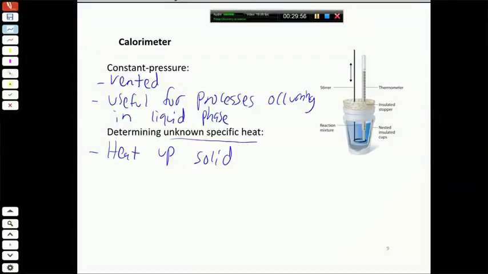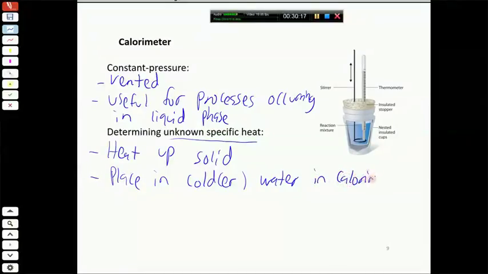We would chuck it into the water, I guess carefully place it into the water. So we place it into a calorimeter that contains colder water than whatever it is, because if there's going to be heat transferred between the object and the water, there needs to be a temperature difference between the two. So you place it into the calorimeter, which is filled with water, as we said. And then all we have to do is measure the initial and final temperatures.